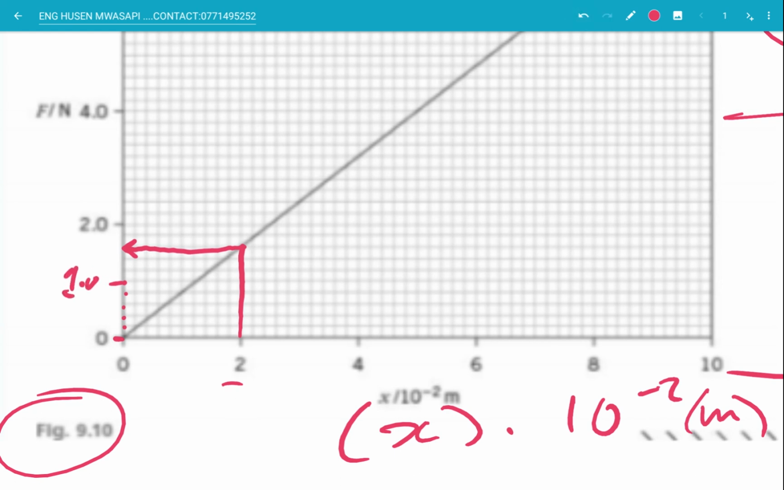1.0 is not actually needed as 1.0, so I'll just put 1. Alright, so this is 1, then it's going to be 1.2, 1.4, 1.6. So this point is actually just 1.6. Simple as that.